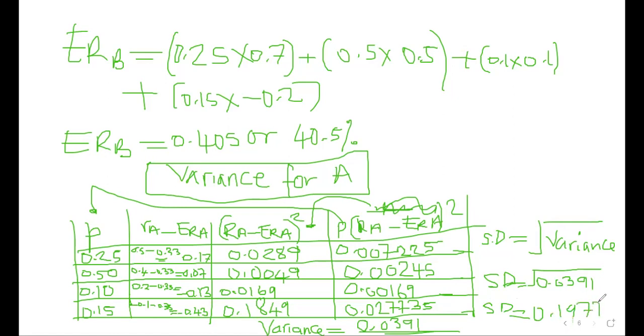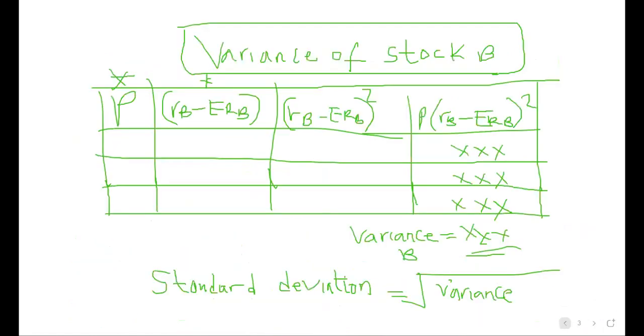0.1977. So this is basically what you need to know as you're finding the variance, because I know somebody wanted to find out the P.